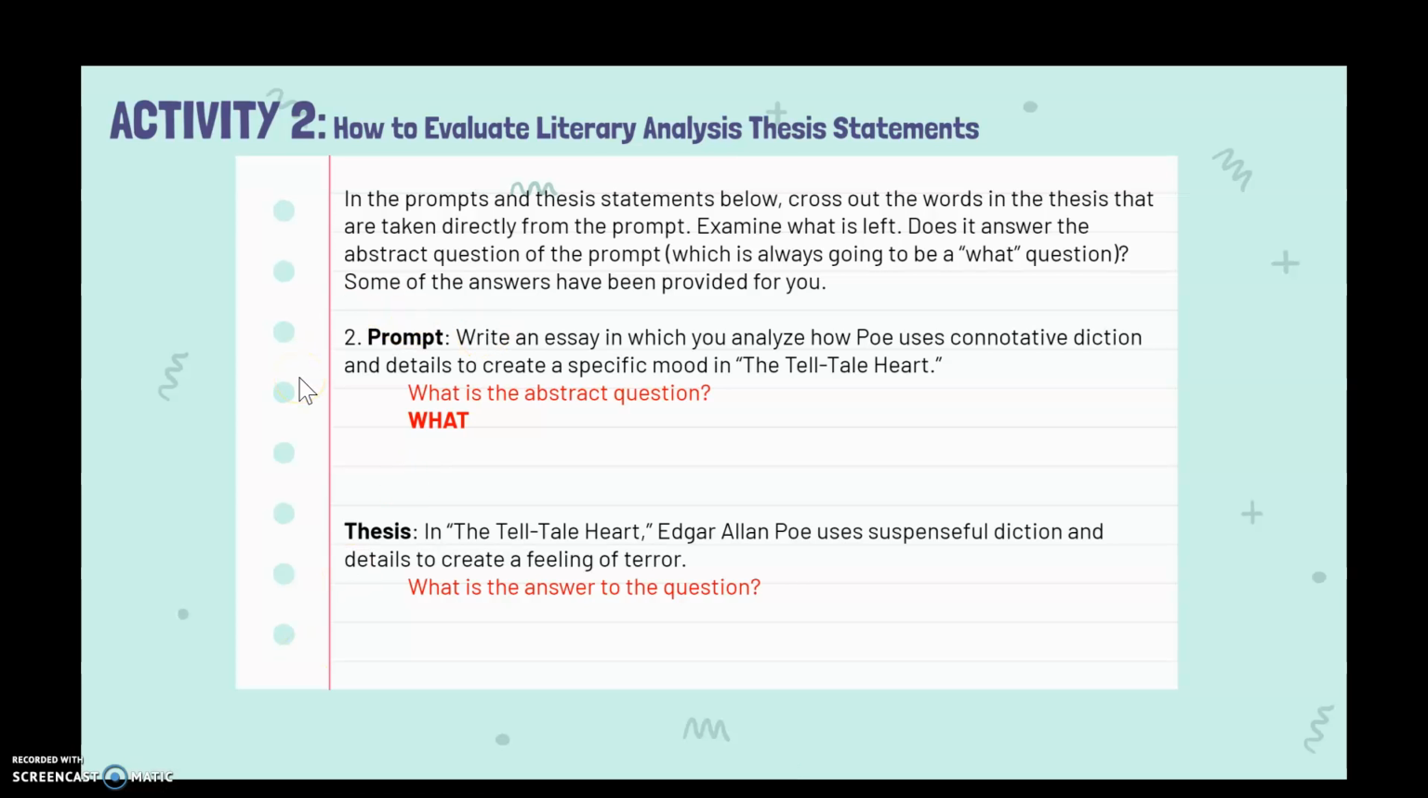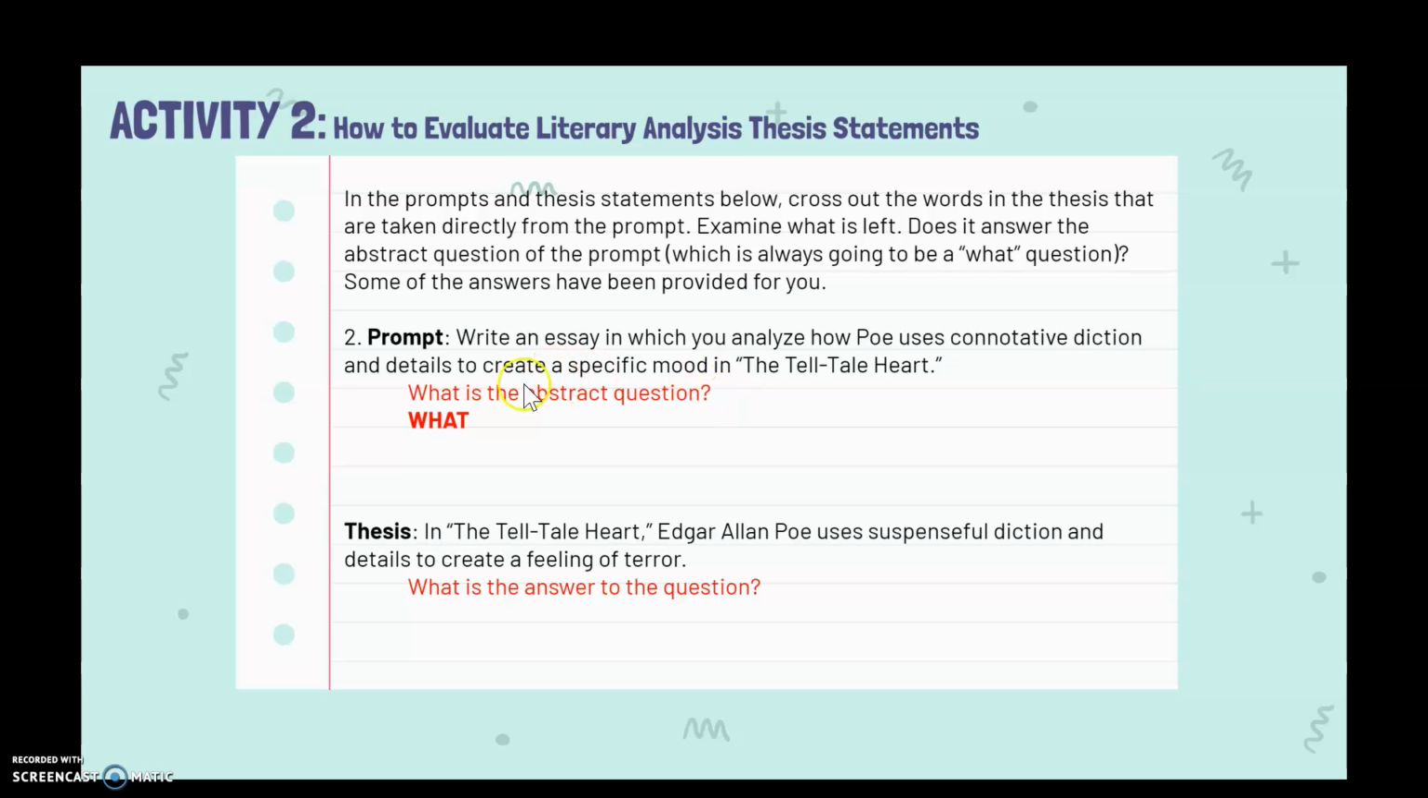Here's one for you to do. In the prompts and thesis statements below, cross out the words in the thesis that are taken directly from the prompt. You're going to do that. Examine what is left. Does it answer the abstract question of the prompt, which is always going to be a what question? Let's look at this. Here's our prompt. Write an essay in which you analyze how Poe uses connotative diction and details to create a specific mood in The Telltale Heart.